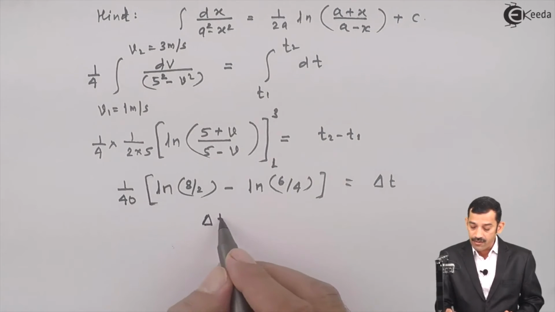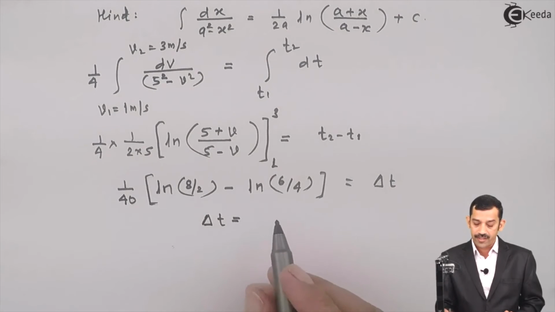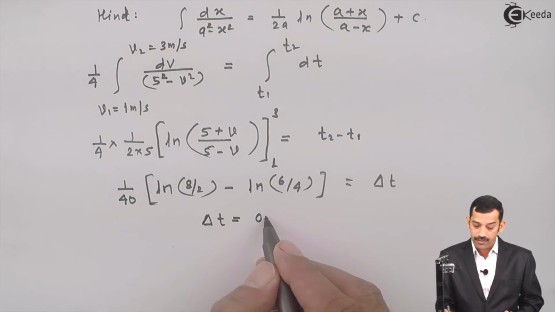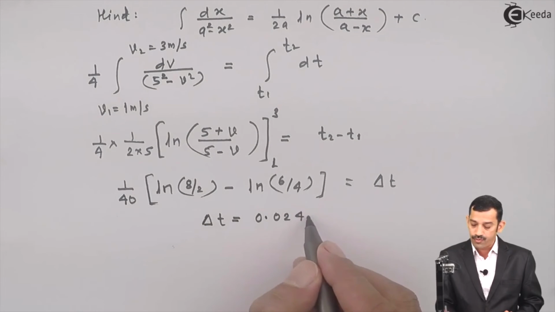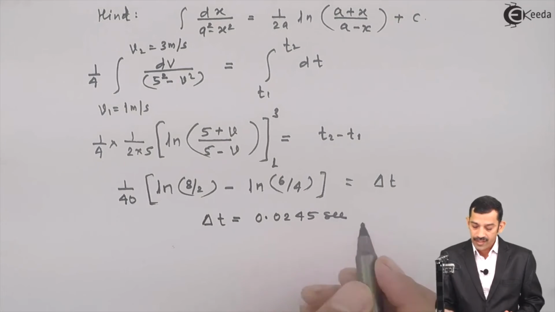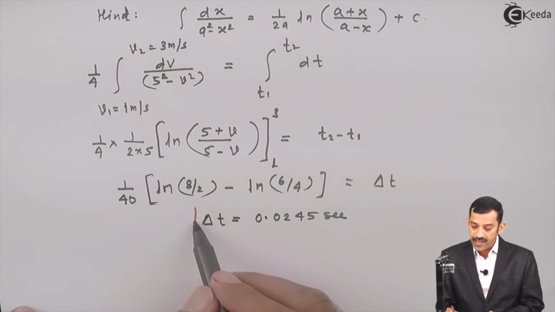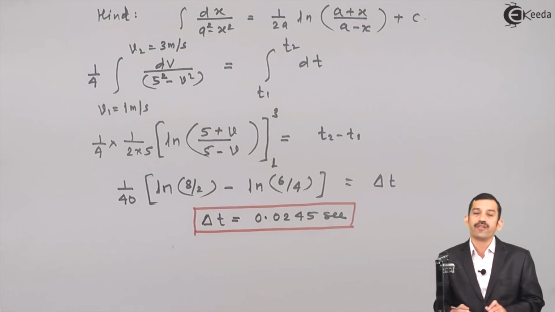This gives the time interval in which the speed changes from 1 meter per second to 3 meter per second. If you calculate this using a calculator, it comes out to be 0.0245 second. This is the solution of the first part of the problem: find the time interval when velocity changes from 1 meter per second to 3 meter per second.